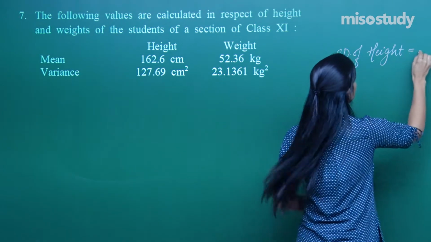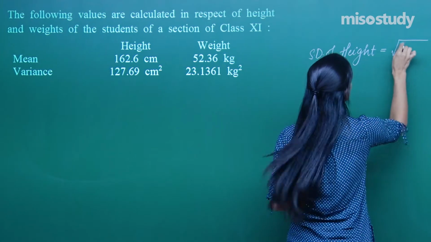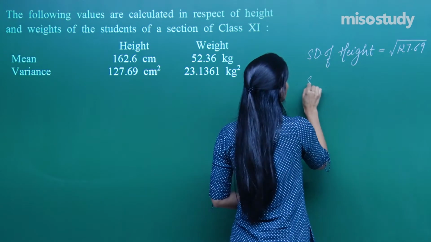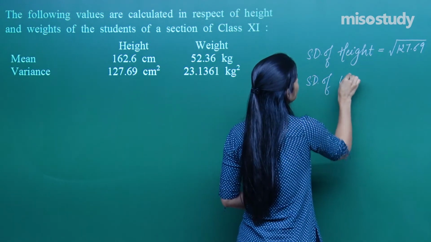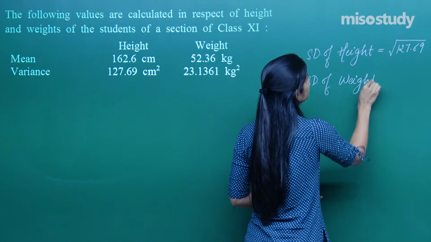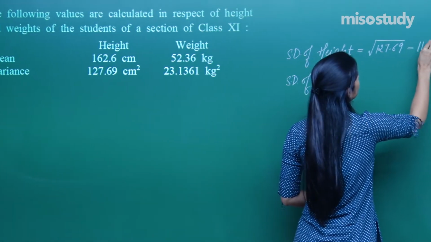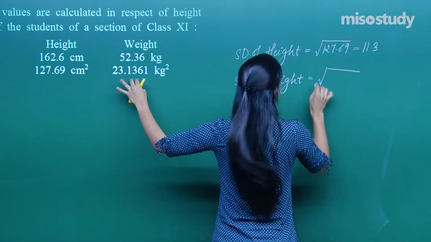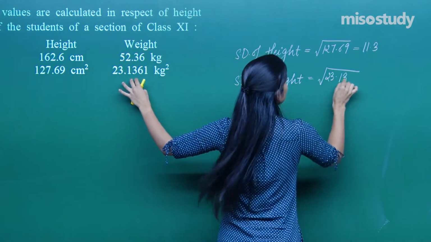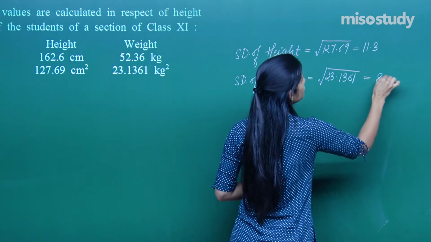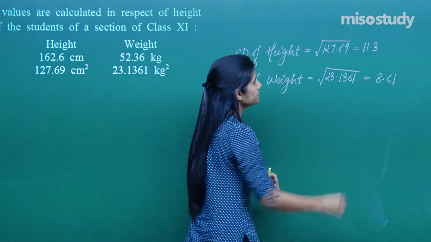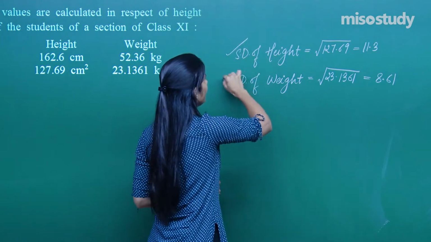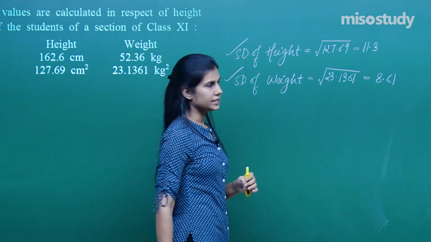Standard deviation of height would be the positive square root of variance of height, that is 127.69. And what is standard deviation of weight? This comes out to be 11.3, and standard deviation of weight is the positive square root of 23.1361. This comes out to be 8.61. This is standard deviation of height, this is standard deviation of weight.